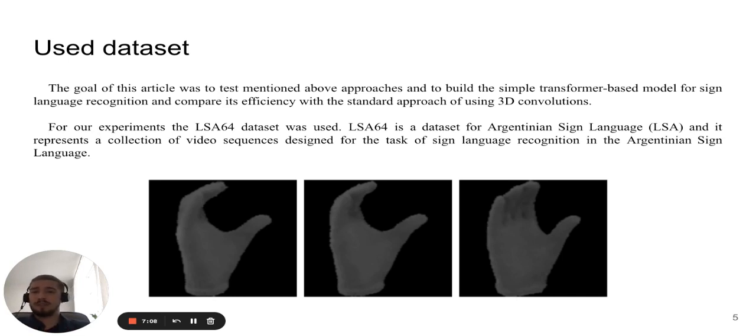For our experiment, the LSA64 dataset was used. This is a dataset for Argentinian sign language, and it represents a collection of video sequences designed for the task of sign language recognition in the Argentinian sign language. For our experiments, firstly we made some labels for the dataset and then clustered them into 3 logical groups. That was done to have more labels in each of the ground truth classes.